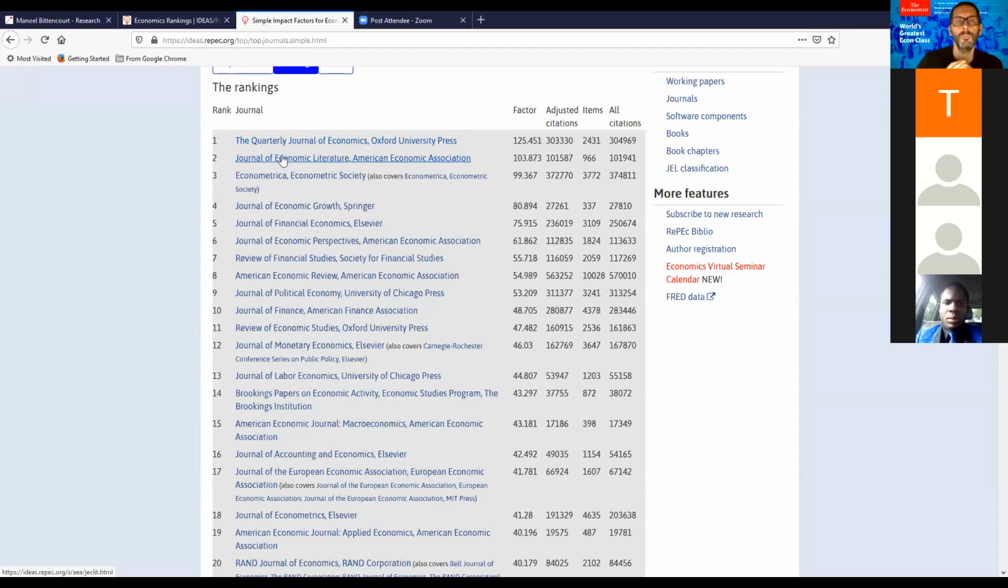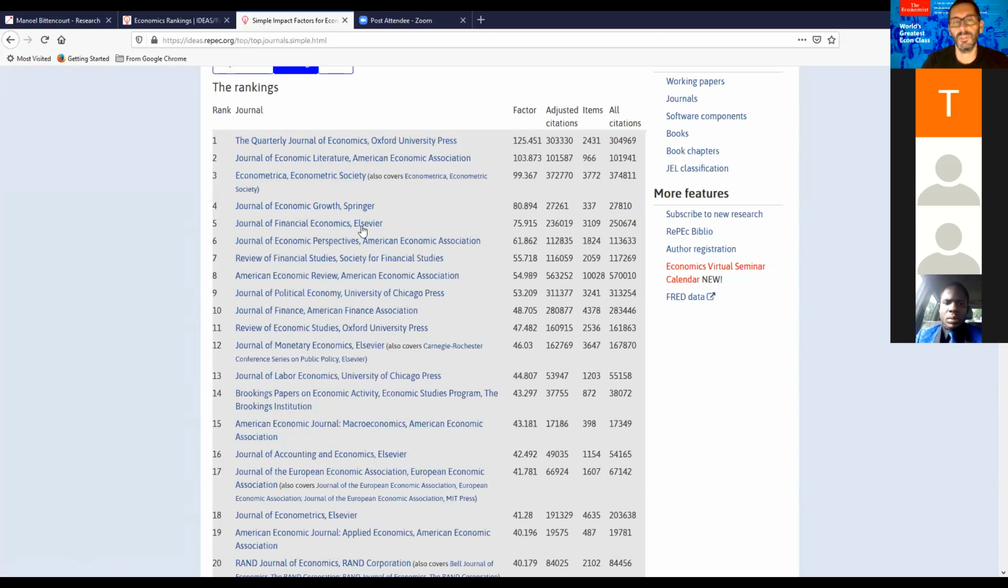Then there is JEL, the Journal of Economic Literature, which is published by the American Economic Association. And as I said to you, the AEA is the most important association in our profession. Then there is Econometrica, the journal of the Econometric Society, which is also one of the most important societies in our profession. And then there is the Journal of Economic Growth, which is published by Springer. Springer is not a predatory publisher. Springer is a private publisher.